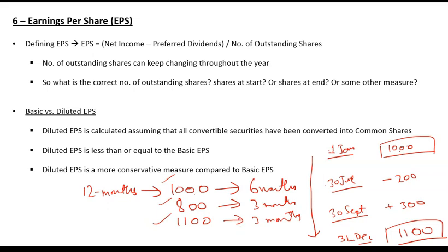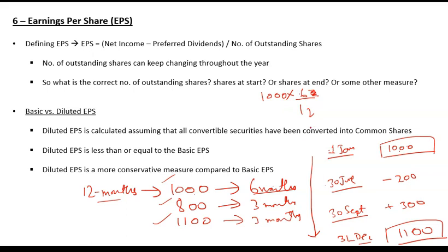Any confusion so far? Now next step is that you simply take its weighted average. Weighted average would be this 1000 multiplied by its weight. So its weight would be 6 divided by total number of months. That is 12 months. So for 6 months I had 1000 shares and total number of months in a year is 12 months. So 1000 multiplied by 6 divided by 12.